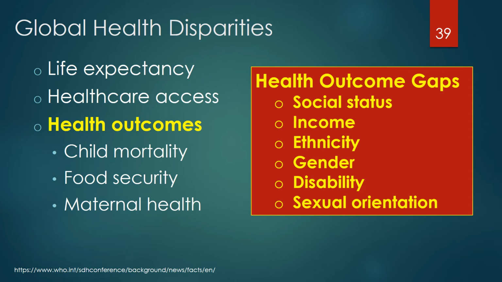There are significant gaps in health outcomes between and within countries rooted in differences in social status, income, ethnicity, gender, disability, or sexual orientation. For example, in the United States, infants born to African American women are 1.5 to 3 times more likely to die than infants born to women of other races or ethnicities.